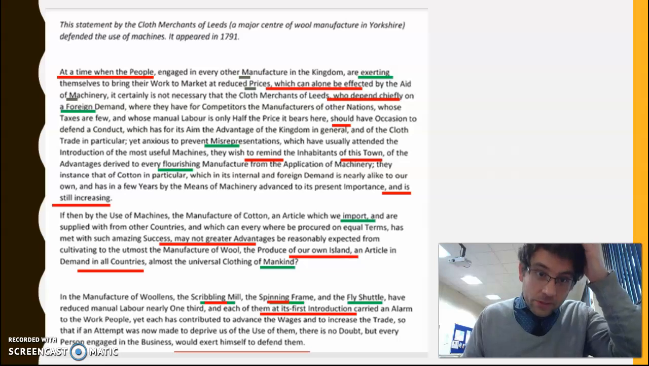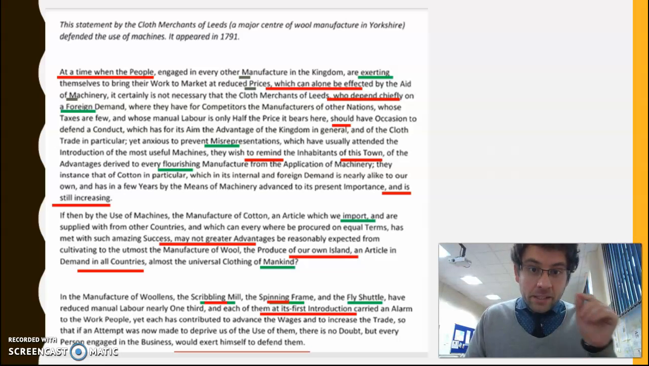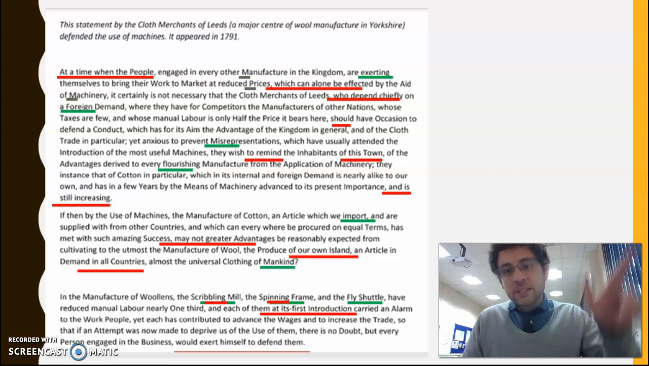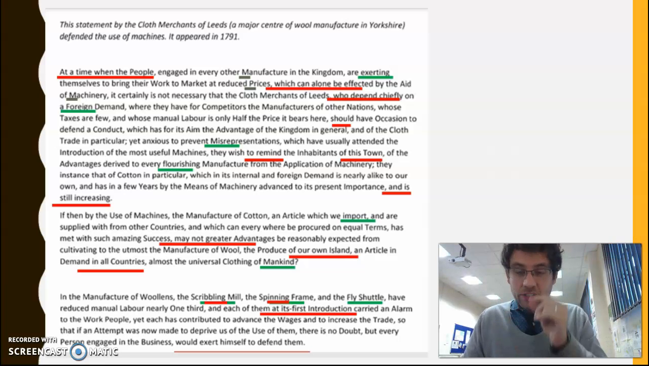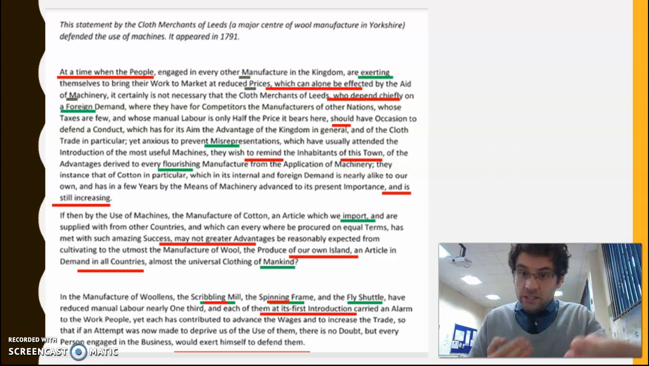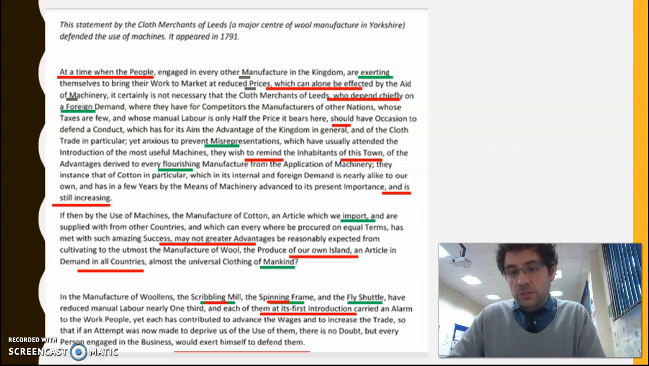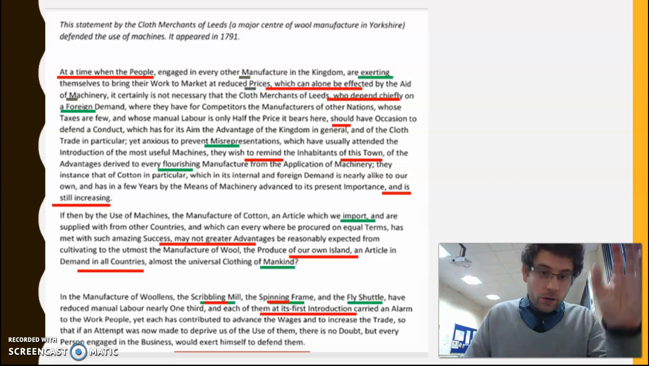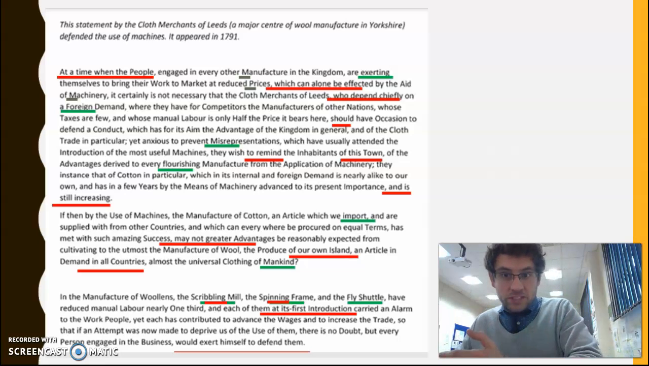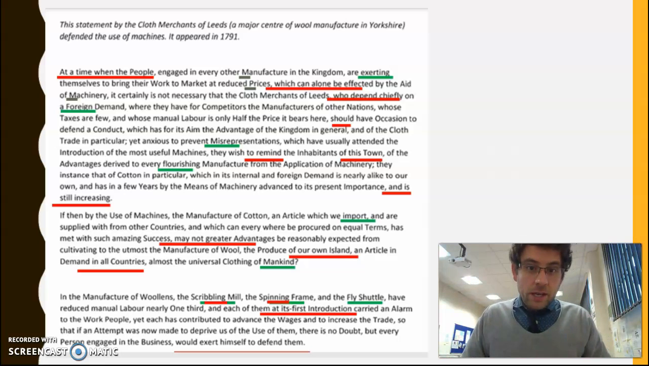He talks about "has met with such amazing success, may not greater advantages be reasonably expected from cultivating." So he begins that question there. It's an interrogative that he asks. So again, that sense of reason, that he's trying to move the audience to a point where they reason that he is right. And that again is that classic sign of the age of reason, the idea that through long sentences that take you through someone's thinking, you might then agree with them.